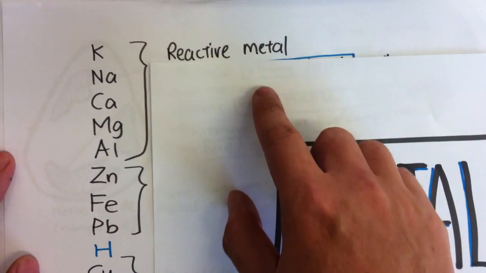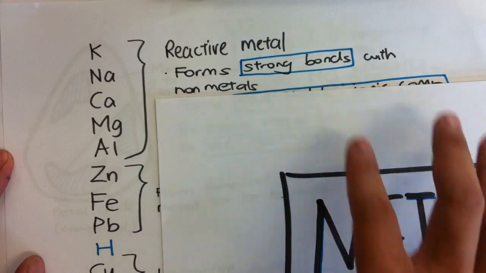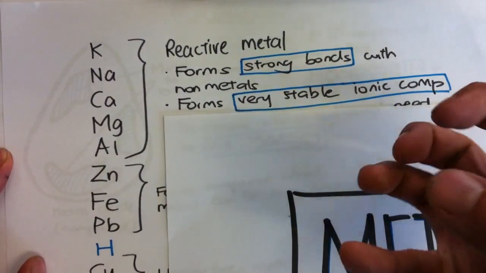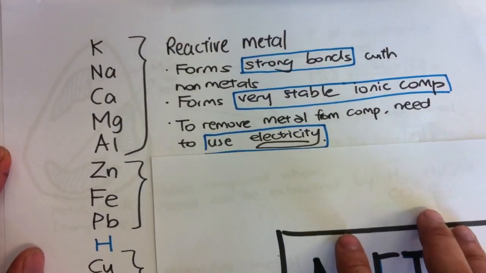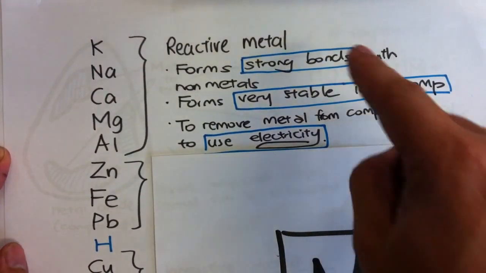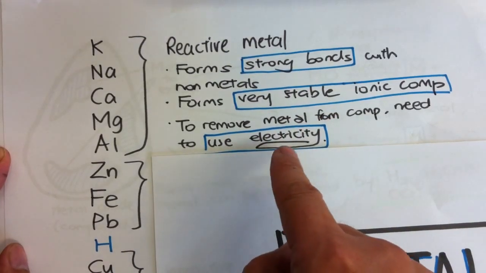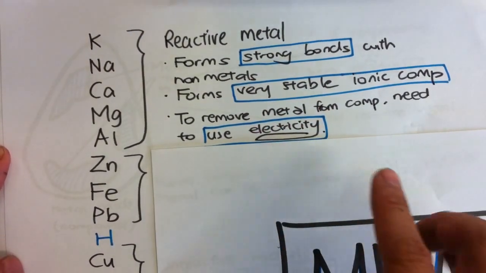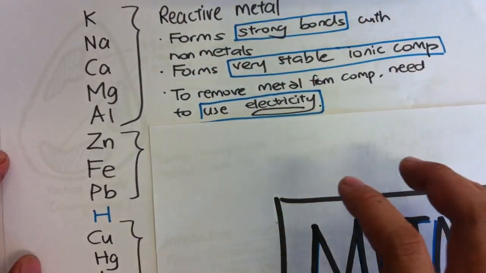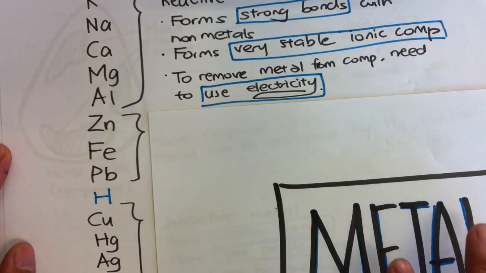Now, reactive metals tend to form strong bonds with the non-metals, and because they form strong bonds with non-metals, they form very stable ionic compounds. So the compound is very stable. To remove the metals means to abstract the metals from the compound. Because the bonds are strong, we need to use very extreme methods. We have to use electricity, and this process is known as electrolysis. A lot of energy is needed just to break the bonds and abstract the metal out.